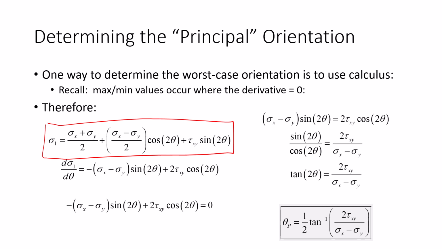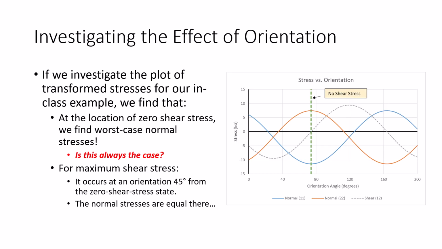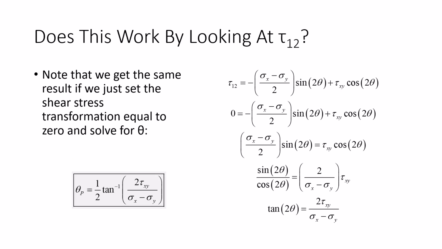So that's one way of finding the worst case orientation, but another way is to assume that whenever this is maximized, the shear stress is equal to 0 and see what happens. When I set this equal to 0, lump it on one side of the equation, and solve for theta, it's funny how I get the same thing. I get the same thing in this gray box as I do in this gray box.